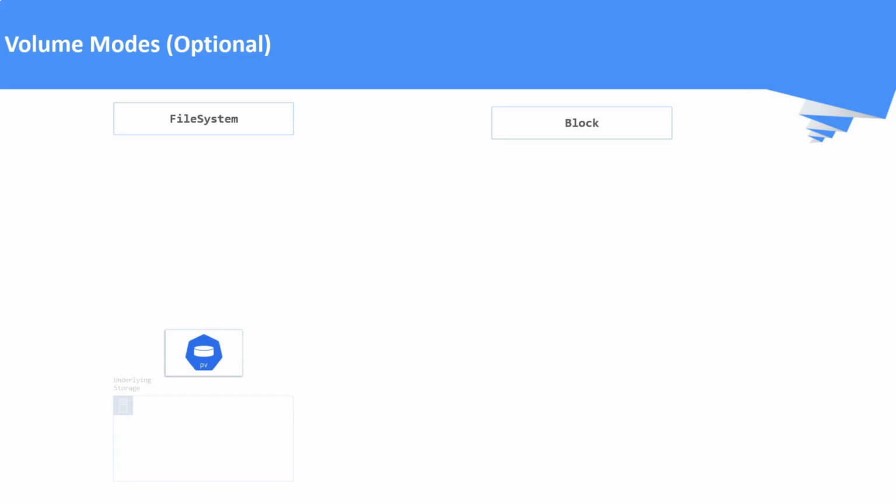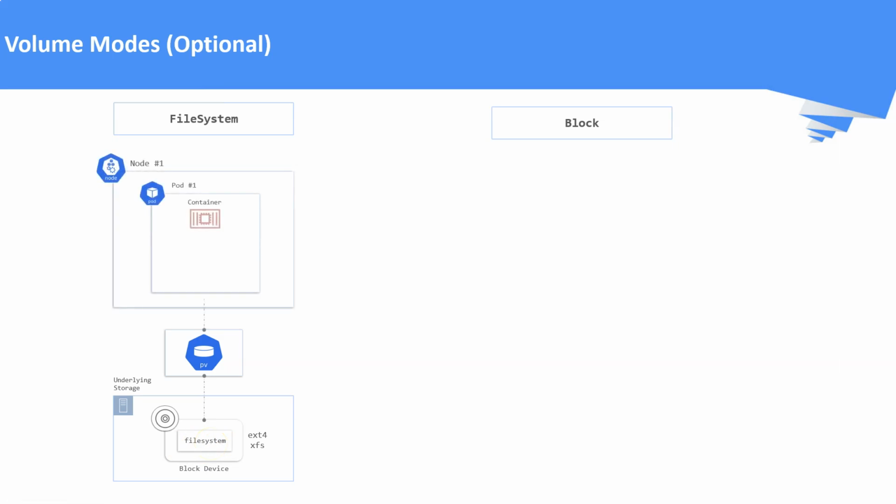In the file system mode, when requesting a persistent volume from the underlying storage provider, Kubernetes will create a file system within the block device, provided that the device should be empty or it should be a raw device. This will be mounted onto the container file system as a directory. If the block device already has a file system and some data, Kubernetes will mount the existing file system and the data into the pods directly.